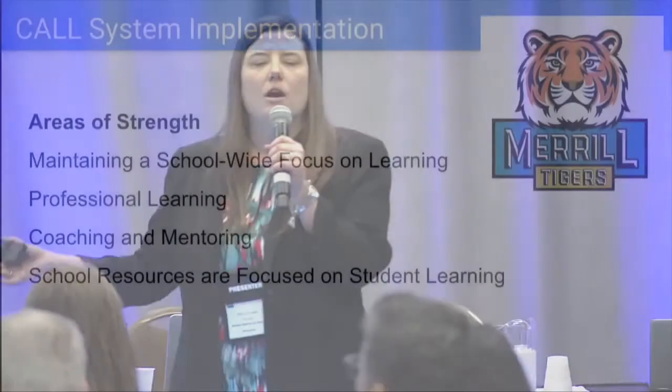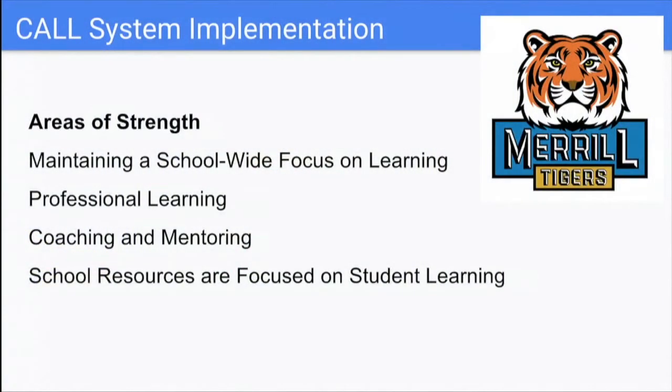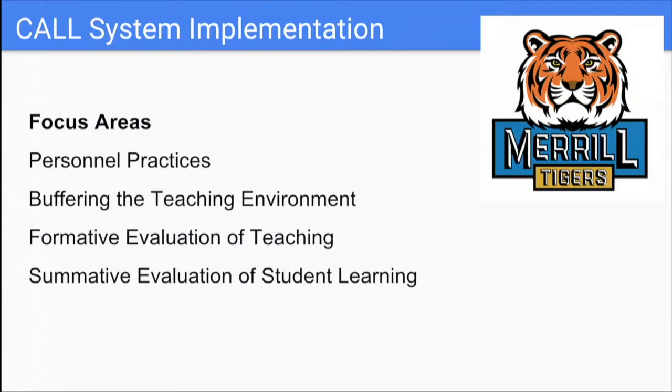What we found that first year, the CALL system looks at 20 different areas, and it identified these four strengths for us at Merrill: maintaining a school-wide focus on learning, professional learning, coaching and mentoring, and school resources that were focused on student learning. So that was definitely exciting to see. But then we also had some areas to focus on. Based on the survey results, we found that personnel practices were something that needed to be looked at.